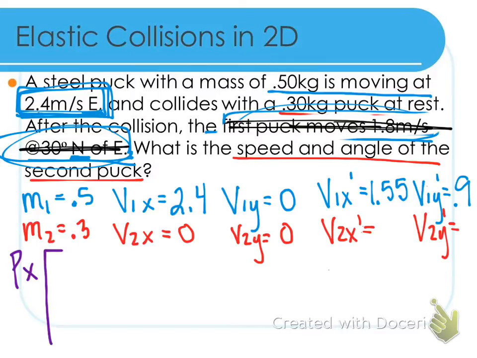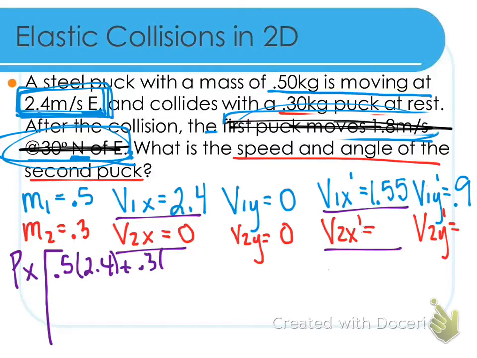So now I'm going to solve all of my x variables. Okay, the only things I'm plugging in here are the x direction, so I'm solving right now for all my momentum in the x direction. It's an elastic collision, so I use the same equation, m1 times v1x plus m2 times v2x equals m1 times v1x prime plus m2 times v2x prime.